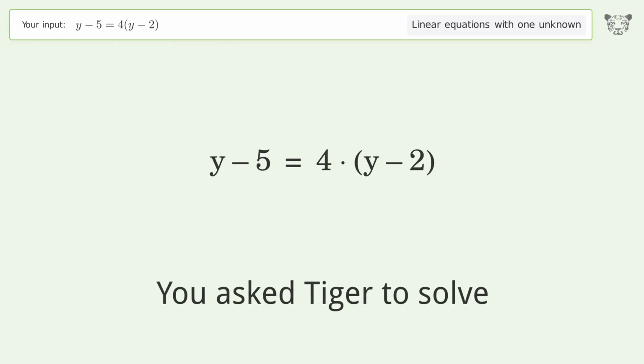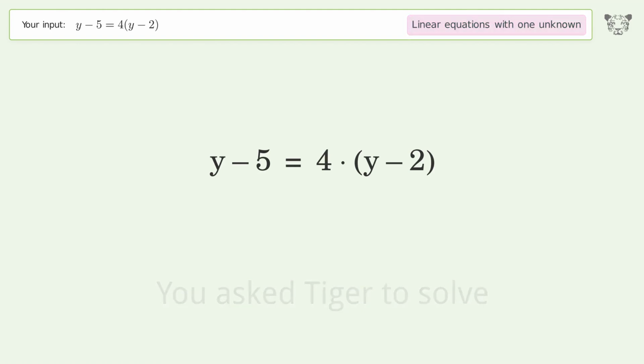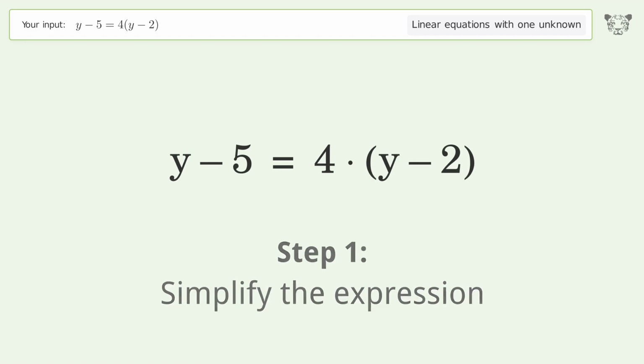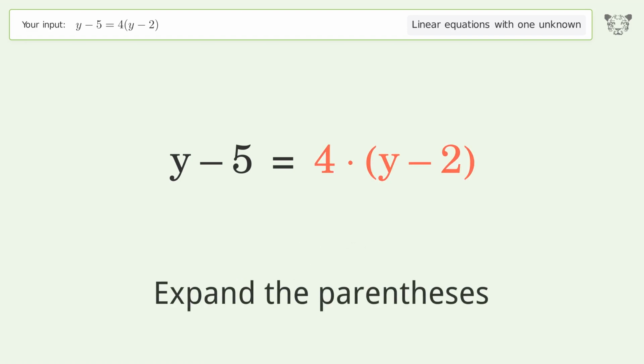You ask Tiger to solve this. This deals with linear equations with one unknown. The final result is y equals 1. Let's solve it step by step. Simplify the expression. Expand the parentheses.